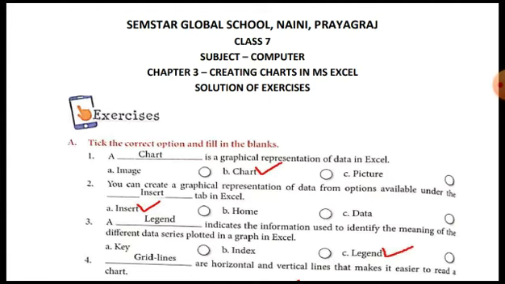So up till now, your homework is to do these two questions in your fair copy. This is your assignment for today. You have to do these two questions. The solution I have given you already. You have to just copy it in your fair copy.